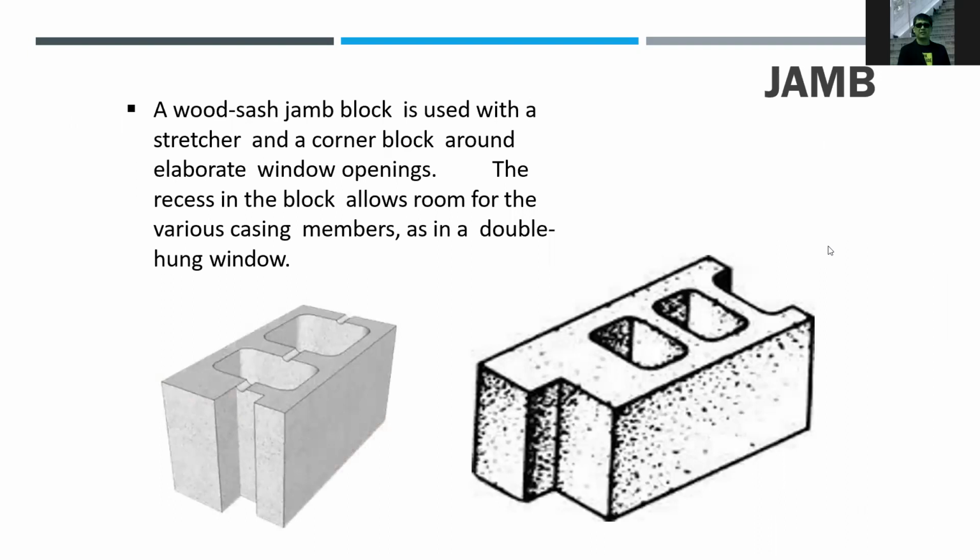A wood sash jamb block is used with stretcher and corner blocks around elaborate window openings. The recess in the block allows room for various casing members as in double hung windows.